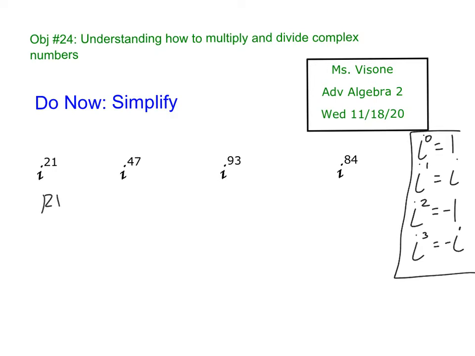So 21, 4 goes into 21 5 times, and we have a remainder of 1. So that's our new exponent. So we just get i to the first, which is i. Done.